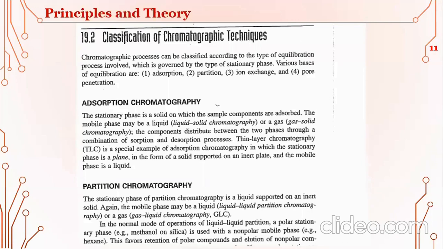So adsorption chromatography: the stationary phase is solid. In adsorption, the stationary phase is a solid on which the sample component is adsorbed. So the sample components are adsorbed, and the mobile phase may be liquid. That will mean liquid-solid chromatography, because the mobile phase is liquid and the stationary phase is solid, or a gas.